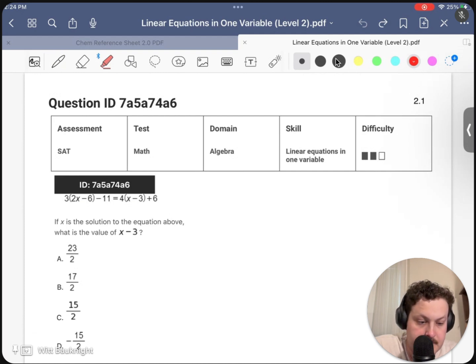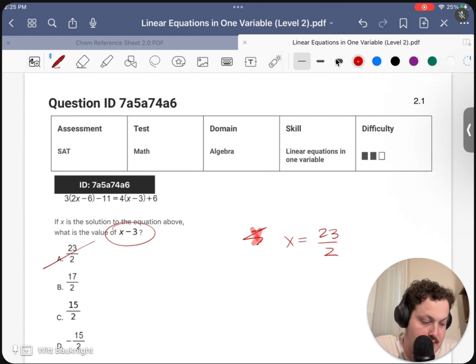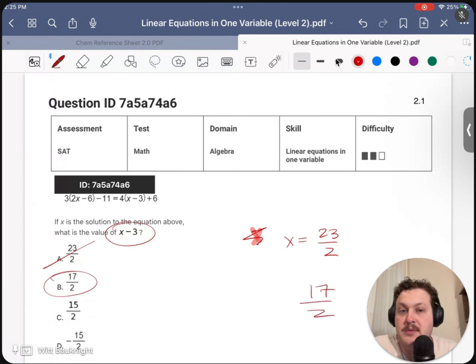Now let's see. I did make one mistake in that 2x minus 6. I forgot to put the 6. Wonderful. Now I get that x is equal to 23 over 2. So it'd be easy to get A, but let's try to trick you. They say minus 3. What's x minus 3? So real quick, 23 divided by 2 minus 3. I get 17 over 2, straight from the calculator. So we're going to go with answer B.